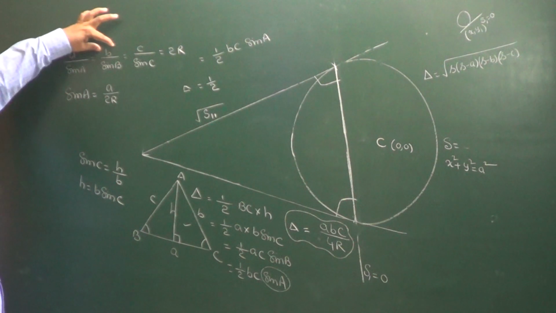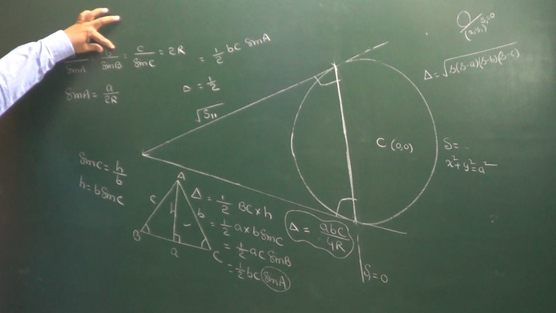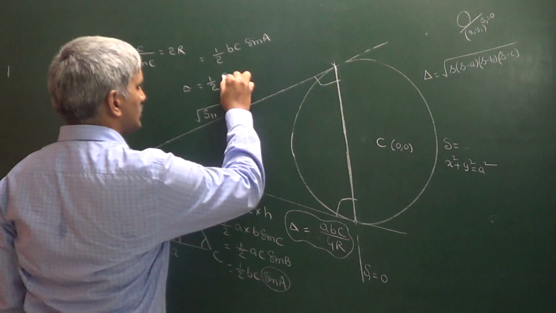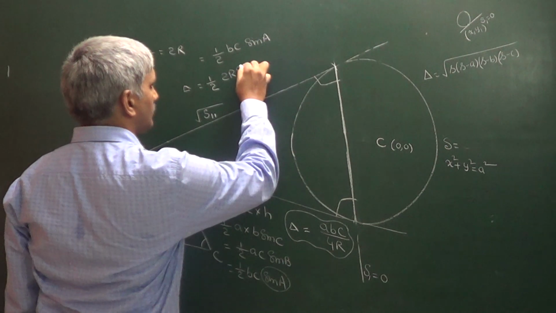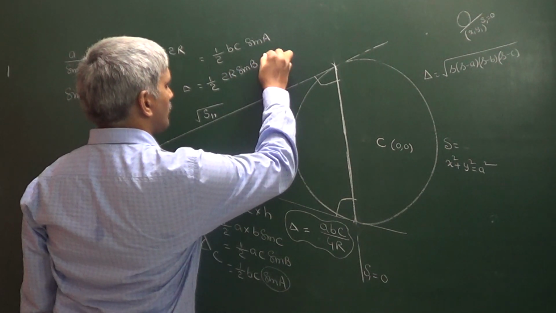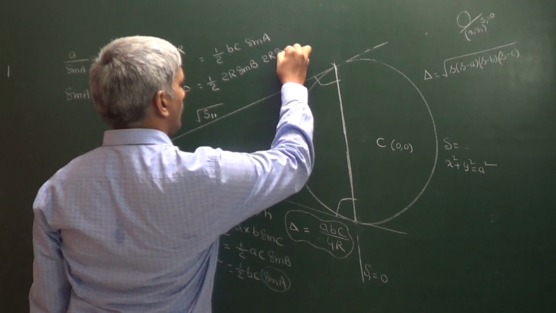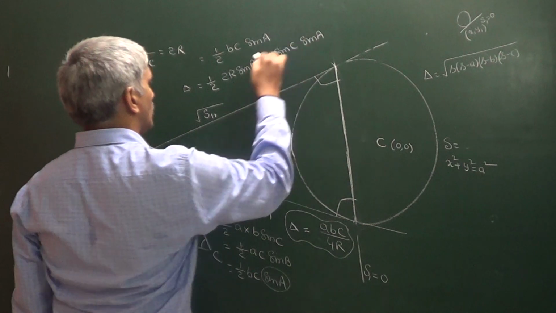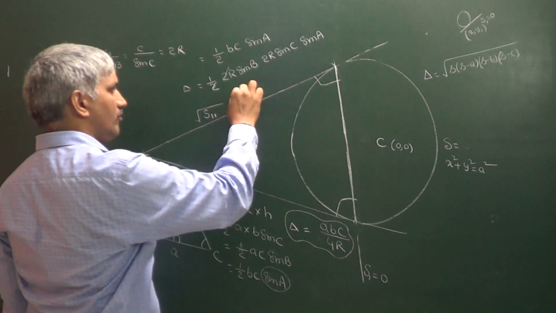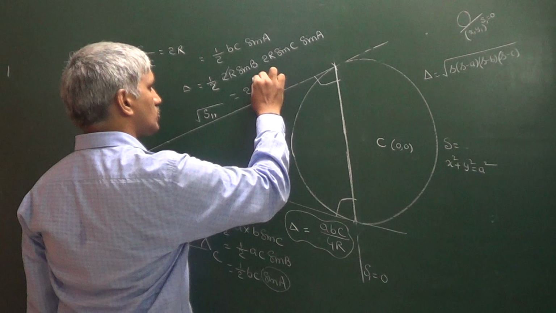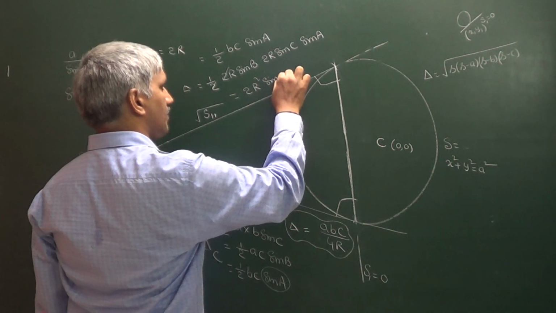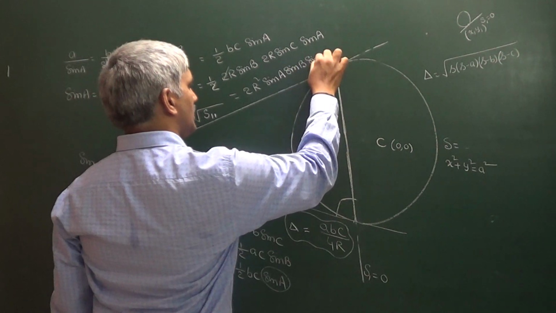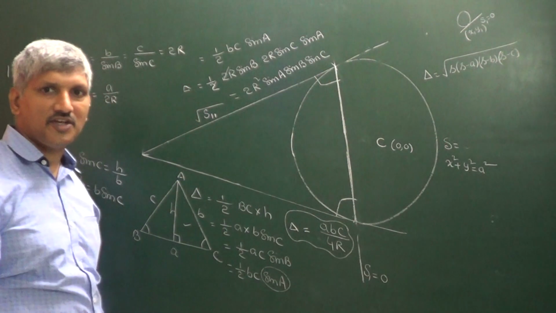Now the same I am going to discuss in another way here. Half into, according to the sine rule, in place of b we can write 2R sin B, in place of c we can write 2R sin C, multiplied with sin A. Now 2 gets cancelled. We are getting this as 2R square sin A sin B sin C. That is another formula for finding the area of a triangle.